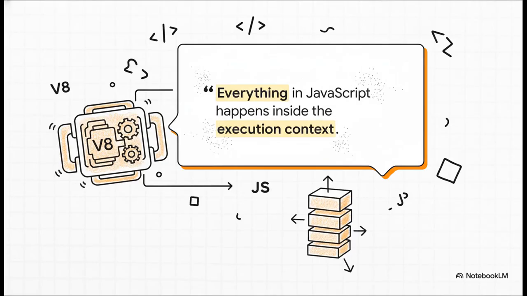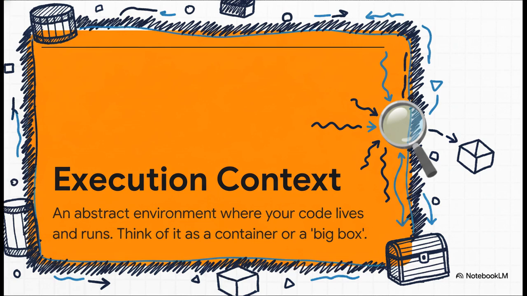So, to really dig into what's happening inside that engine, we need to zero in on this one absolutely crucial idea. Everything in JavaScript happens inside the execution context. So what in the world is an execution context? Well, the official definition can get pretty technical, but a much easier way to think about it is as an abstract environment, basically a container or a big box where all your code lives and gets executed.